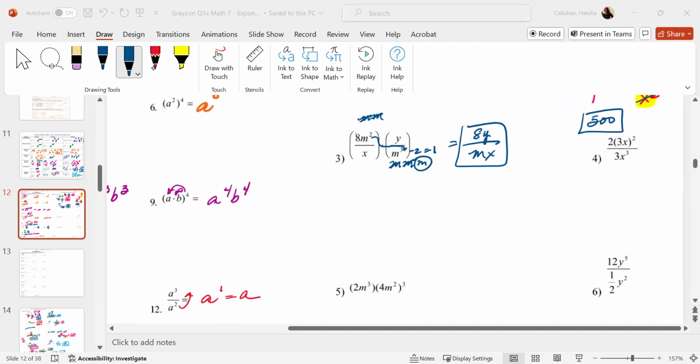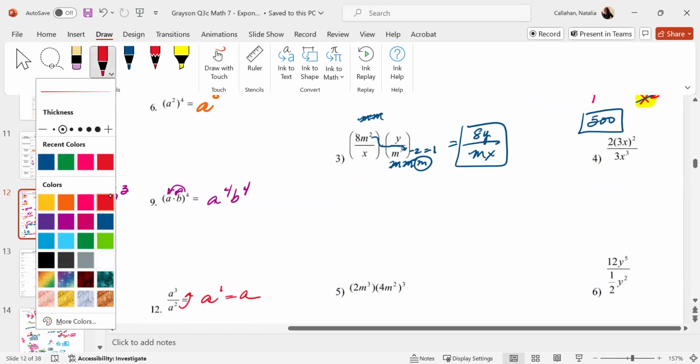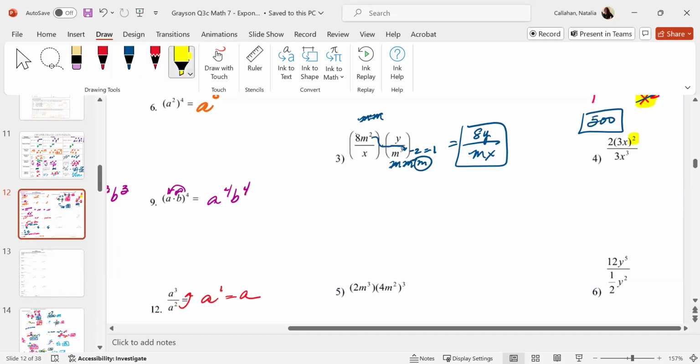I did 4, 5, 6, 7, 8. Okay, you got that one right? Okay, here, next one. The first thing to do, you're gonna do this part right there, okay? What that's gonna become is 3 squared is 9x squared, correct? 9 times 2 is 18x squared over 3x squared, right?